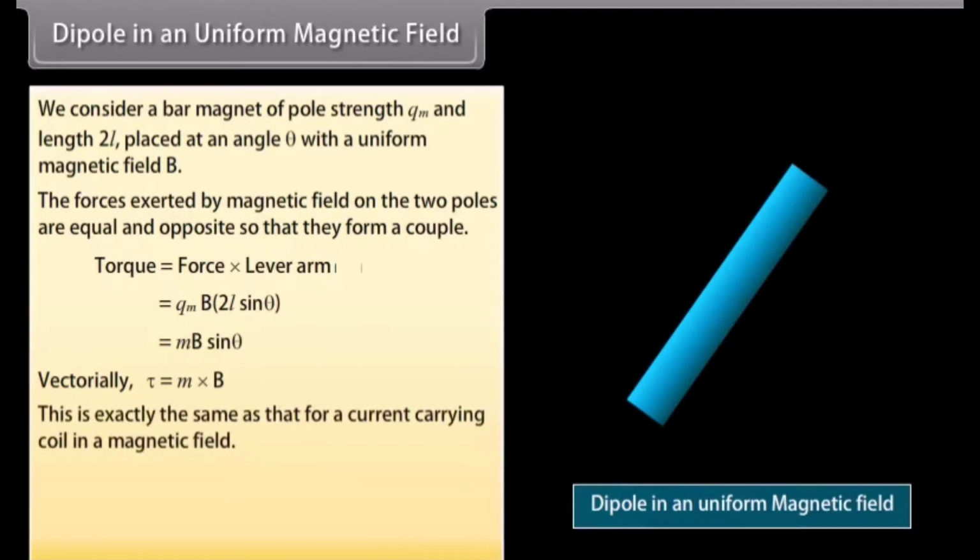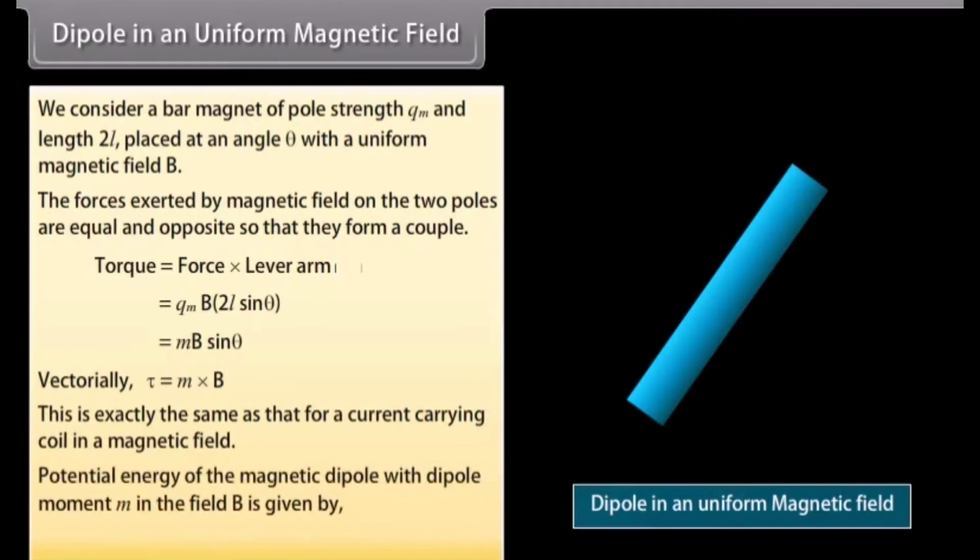This is exactly the same as that of a current-carrying coil in a magnetic field. Potential energy of the magnetic dipole with dipole moment m in the field B is given by the negative dot product of m and B.